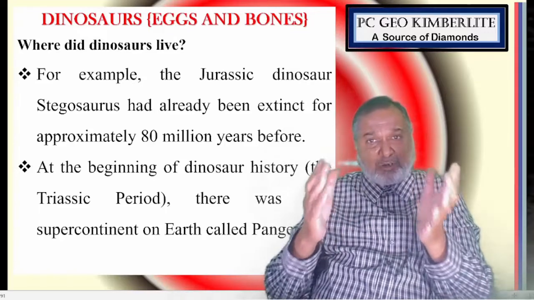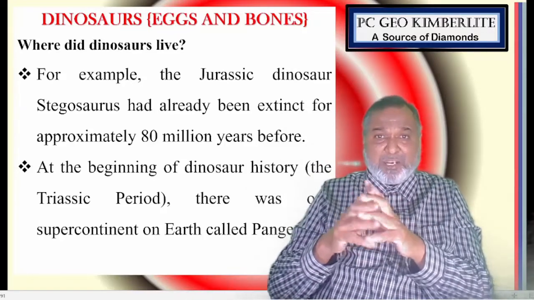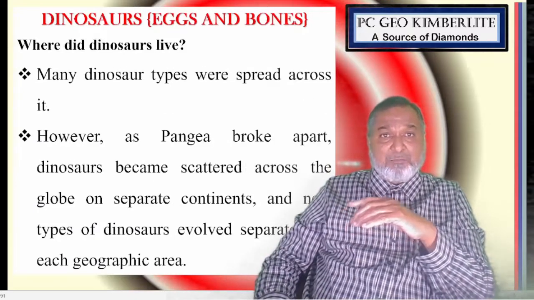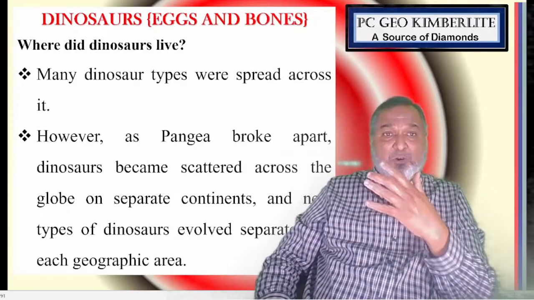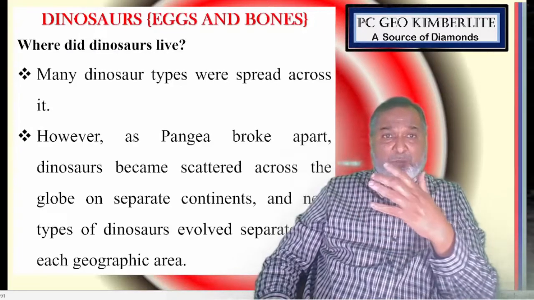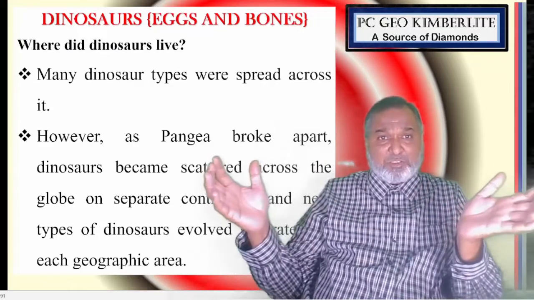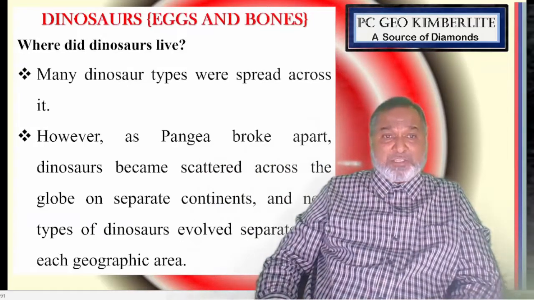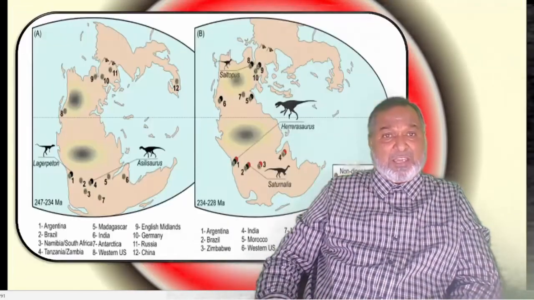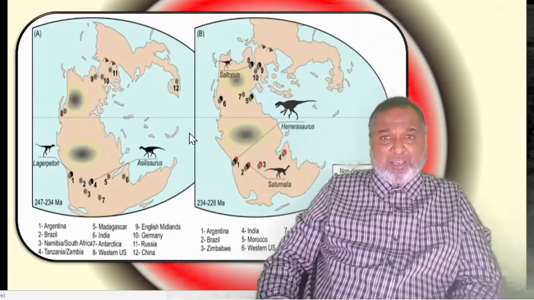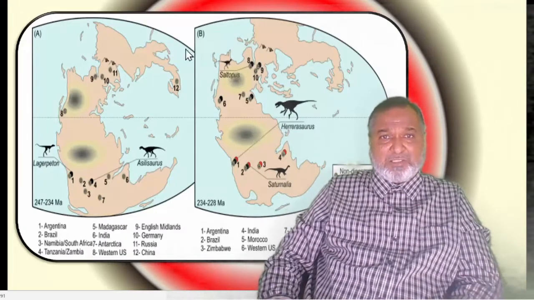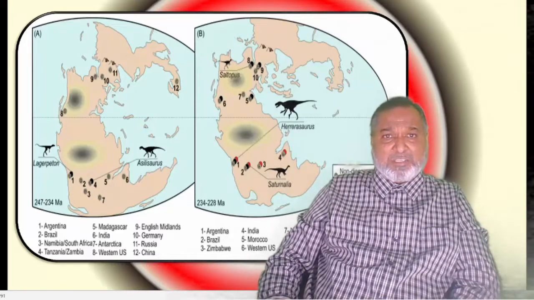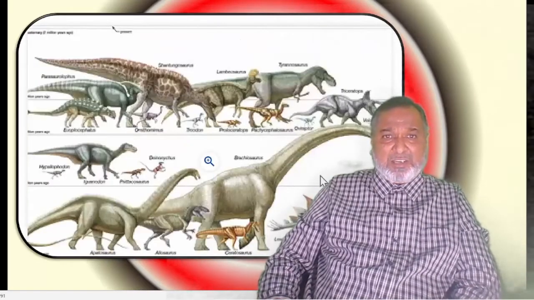At the beginning of dinosaur history, the Triassic period, there was one supercontinent on the earth, Pangea. Many dinosaur types were spread across it. However, when Pangea broke apart, dinosaurs became scattered across the globe on separate continents, and new types of dinosaurs evolved separately in geographic areas. So this is the enlargement that we have given you, showing how the species have been found all over the world.